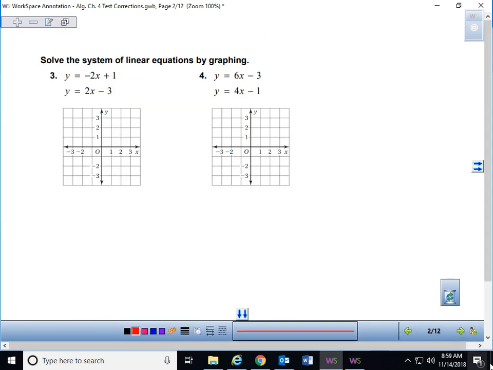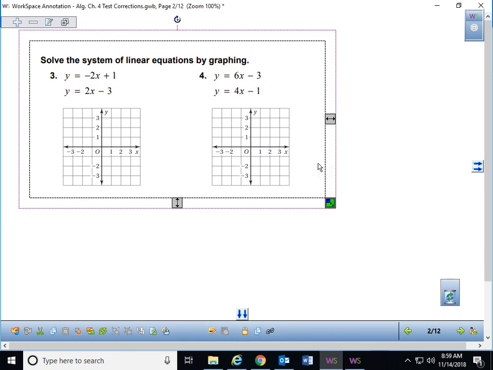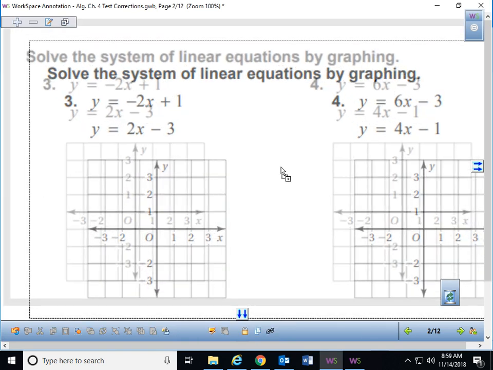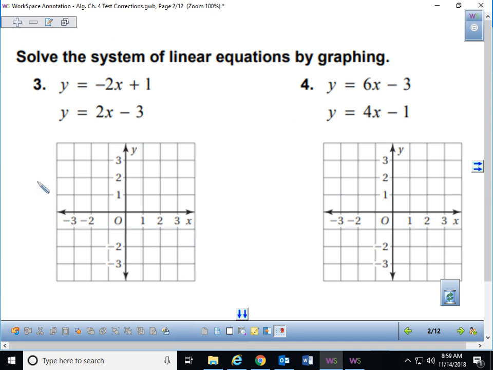Let's move on. Questions 3 and 4 say to solve the system by graphing. Let's just start here in this first equation. I will graph the first one in red, and I'll graph the second one in blue. So I'm just going to graph the two equations like I learned how to do in Chapter 2. That means you start at the y-intercept. The y-intercept is the number without the variable, so this is plus 1. So I'm going to start by plotting that point.